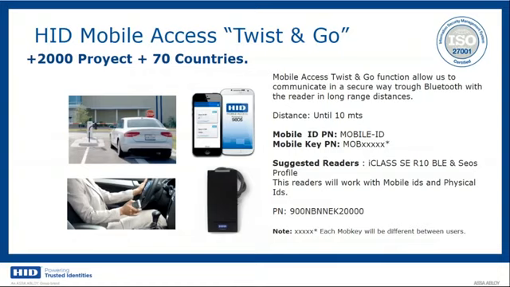Right now, HID has a solution that is called HID Mobile Access, and in HID Mobile Access, we are using our mobile phone to identify ourselves, and we also have the opportunity to use a method that is called Twist and Go. This method will allow us to identify ourselves at a long range distance. Here, as you can see, it says up to 10 meters. This is the parallel number that we normally use to identify our mobile credentials.